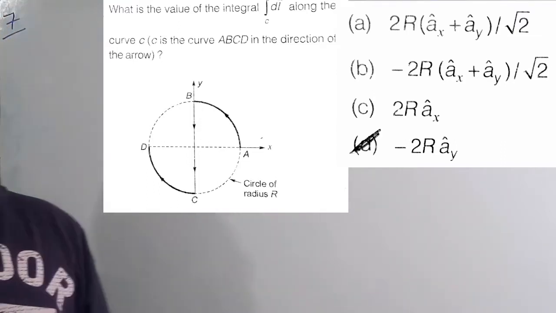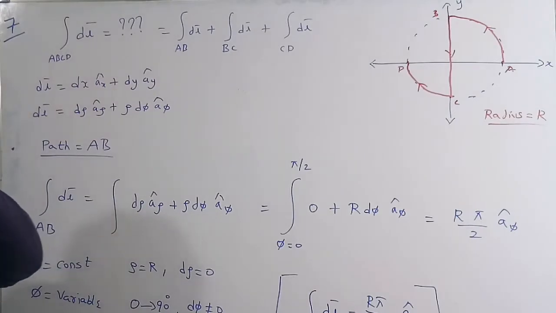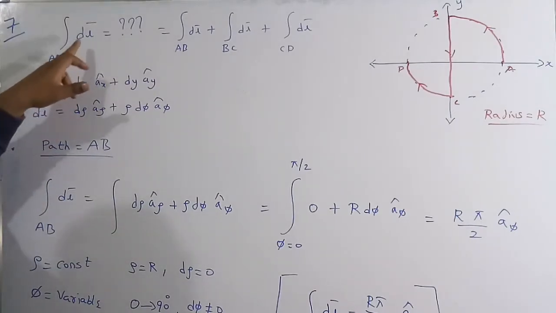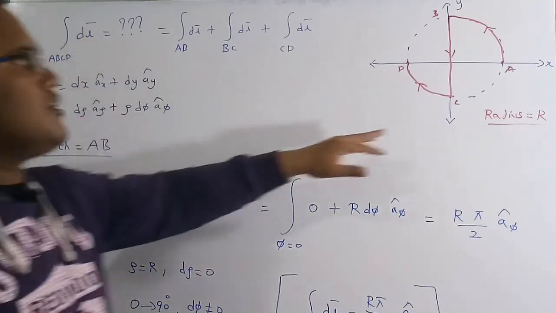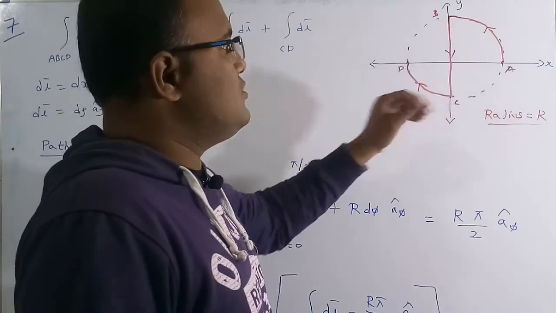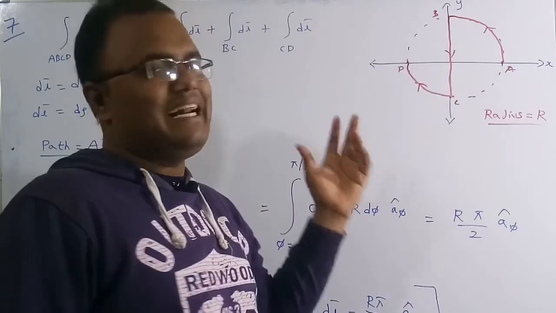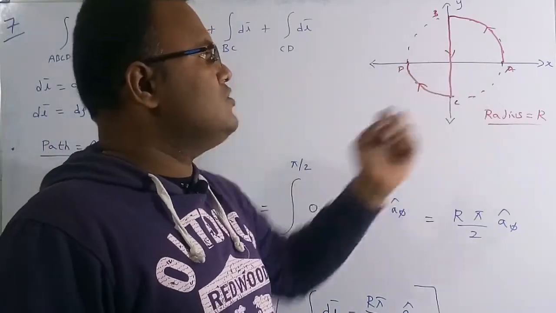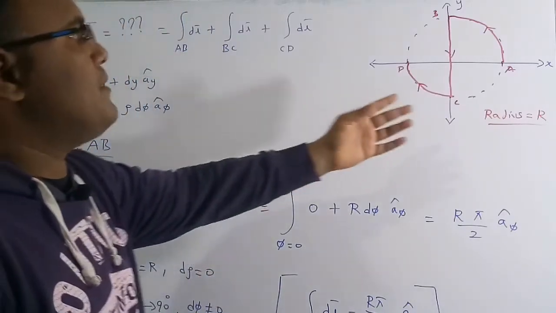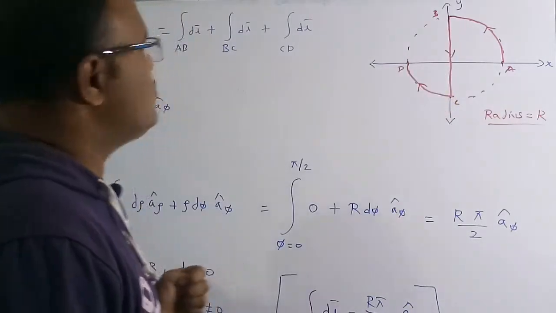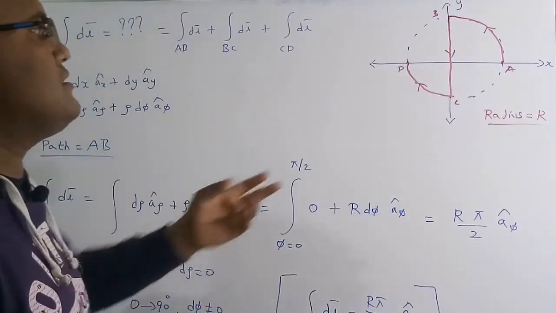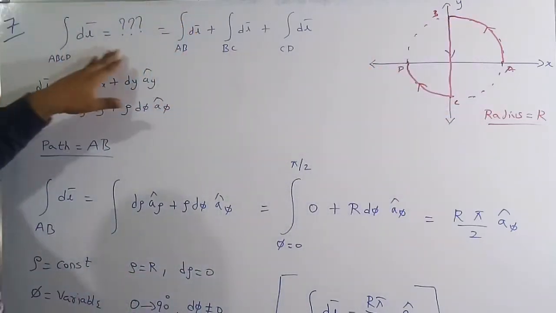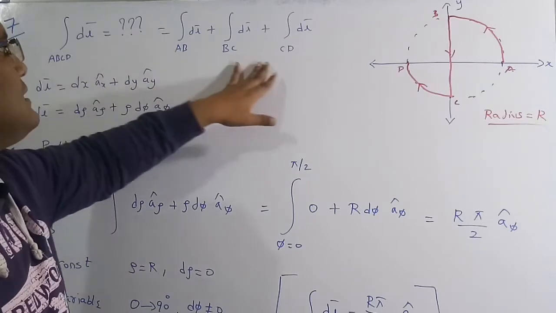So let's solve this numerical. Now in this question they are asking for the contour integral of dl bar for the path ABCD. So this is the contour ABCD, and we need to find the line integral over it. The circle is of radius r, and this is the xy plane. Now I am going to split this into 3 parts, AB, BC and CD.